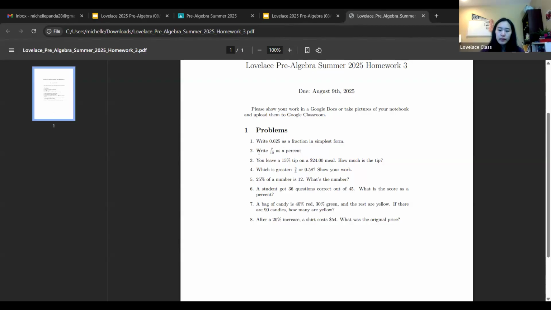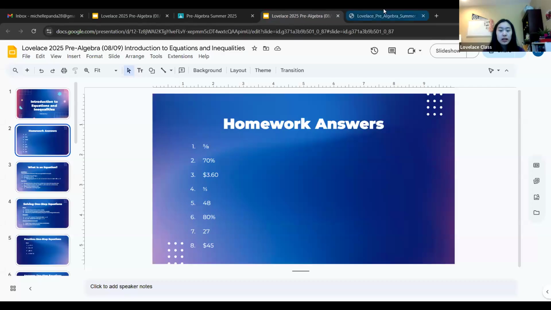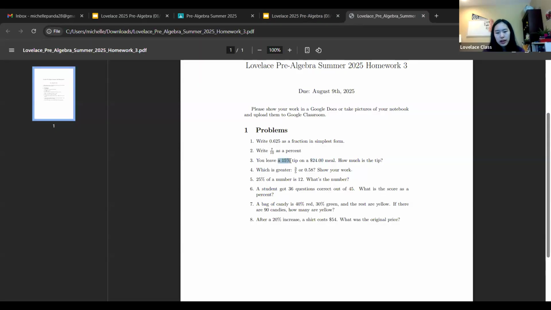And then this one, again, it's pretty simple. You want to say that this is just 70 over 100 because you can multiply 10 to the top and 10 to the bottom. So then you get 70 over 100, which equals 70%. For question 3, the tip, this is a word problem. If you have a 15% tip, then you multiply 24 times 0.15, and that should equal $3.6, because 15% equals 15 over 100, which also equals 0.15.